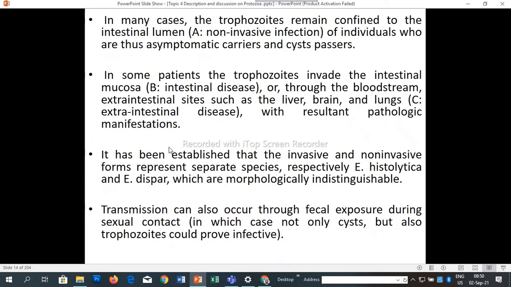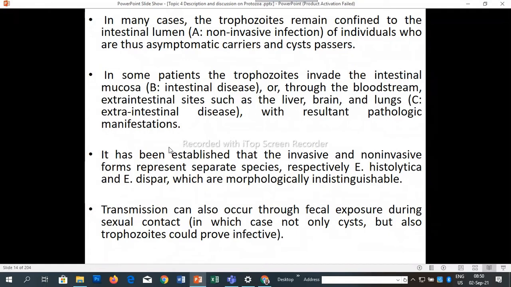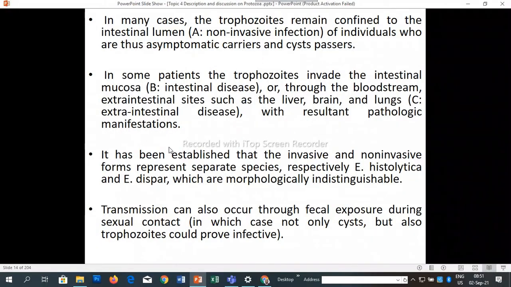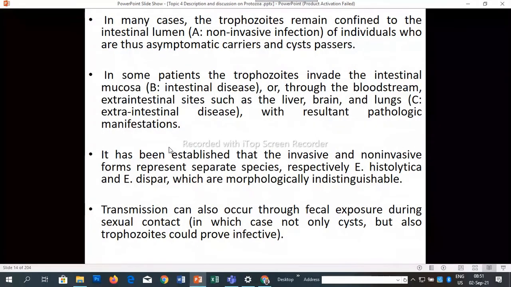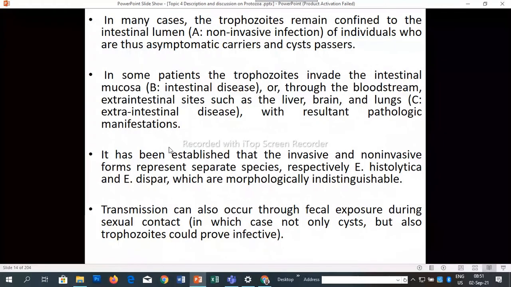In many cases, the trophozoites remain confined to the intestinal lumen. That's the non-invasive form of Entamoeba, and these individuals are asymptomatic carriers and cyst passers. It means that he can keep passing cysts, contaminating other individuals, but doesn't have diarrhea and so on. In some patients, the trophozoites will invade the intestinal mucosa and cause intestinal disease, or through the bloodstream reach extra-intestinal sites such as the liver, brain, and lung, which will result in extra-intestinal disease.